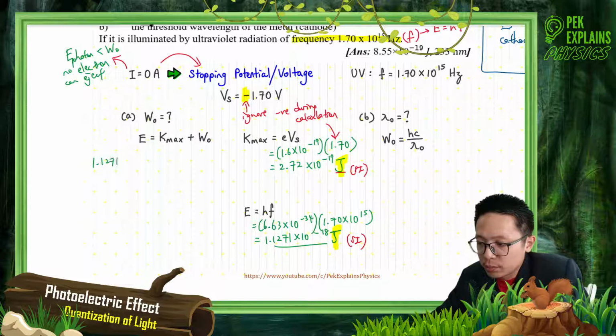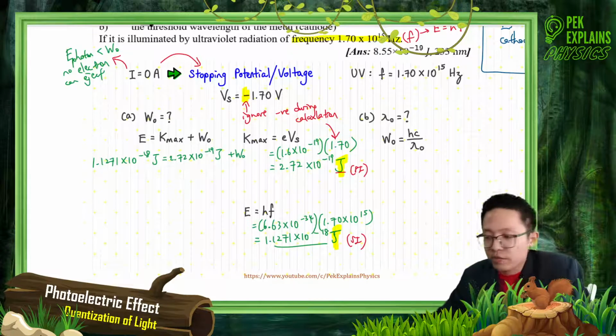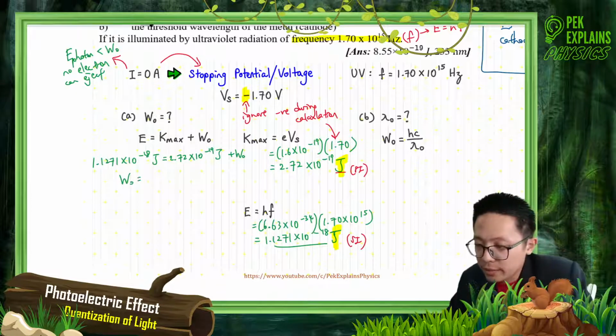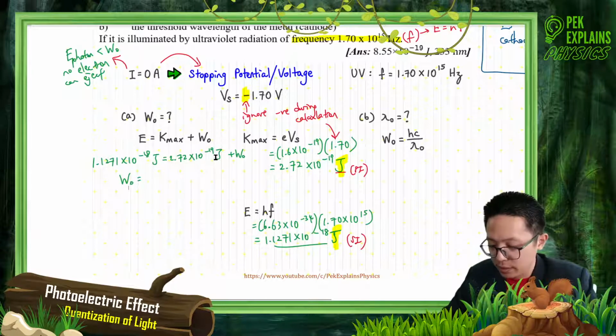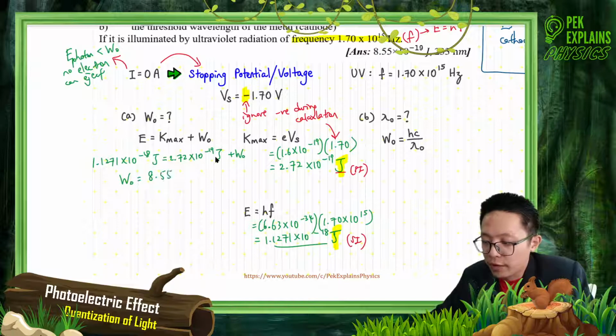This is 1.2 exponent negative 18 joule, and then Kmax is 2.72 exponent negative 19, also in joule. Plus the work function. So what's my answer for the work function? Let's calculate. Work function is this negative 18 minus this negative 19, exponent negative 19. I get the answer 8.551 exponent negative 19 joule.